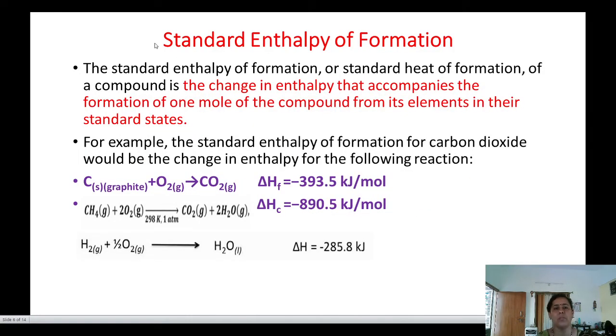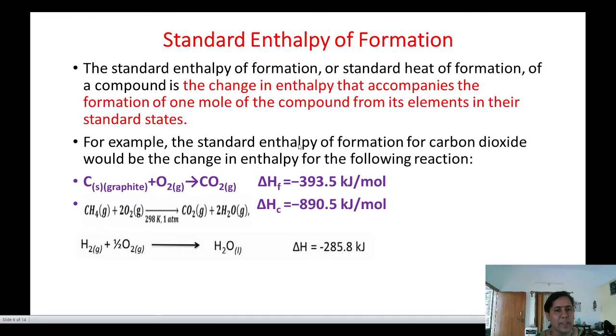Now we are going to explain the standard enthalpy of formation. What is meant by standard? Standard means we put a superscript zero over the quantity, the change in enthalpy, delta H. The standard enthalpy of formation is defined as the change in enthalpy that accompanies the formation of 1 mole of a compound from its constituent elements in their standard state. This word is an important one.